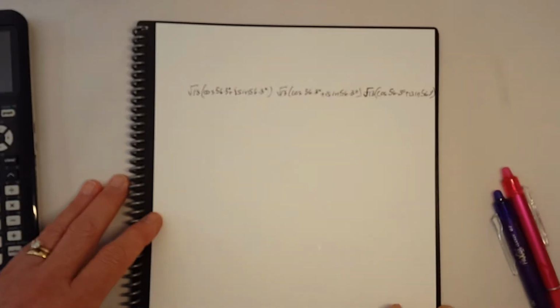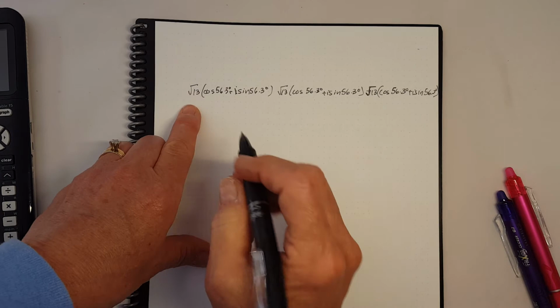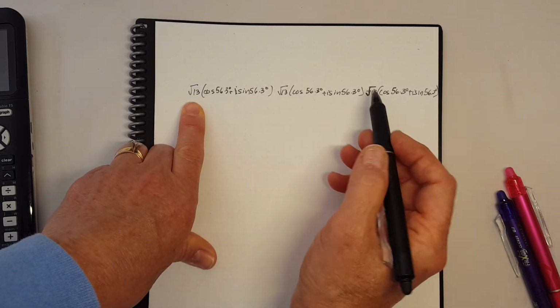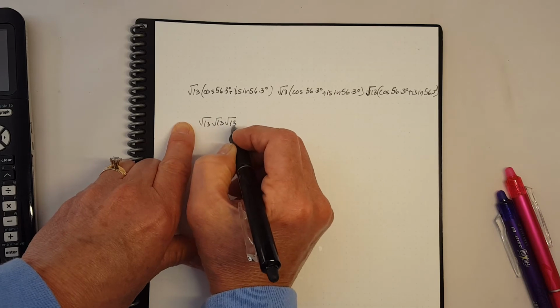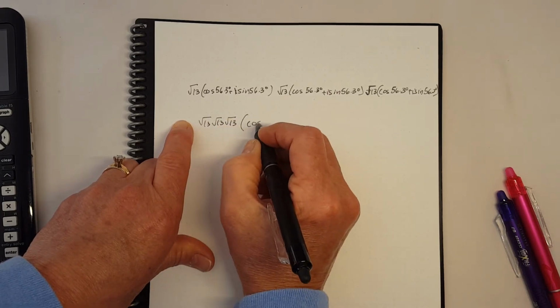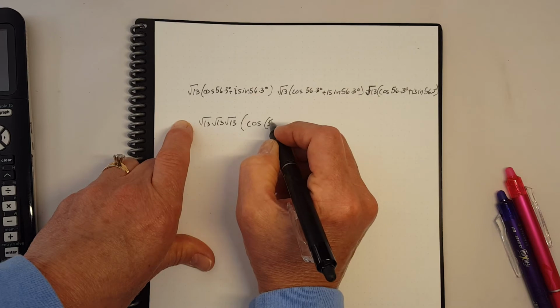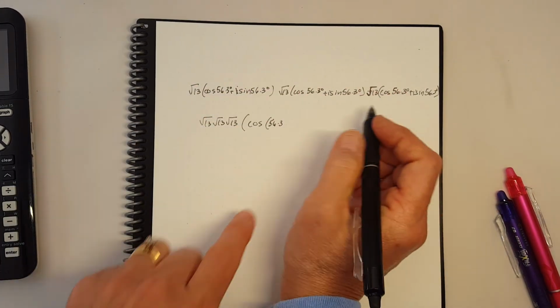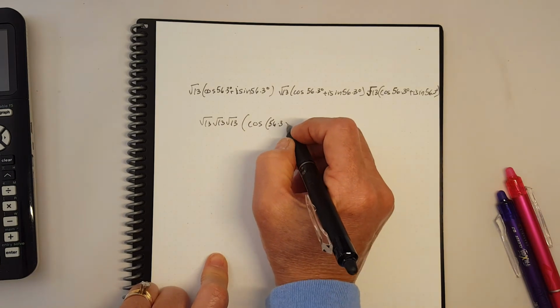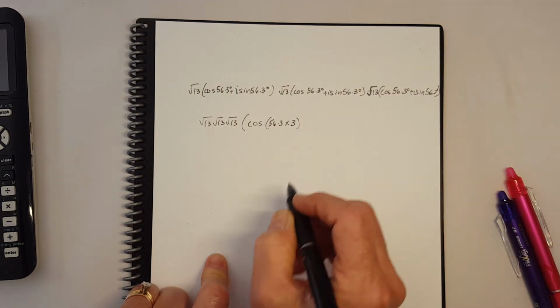Okay, so these are our multiplications. And remember, when we do multiplications, we just multiply the absolute values. So we have root 13 times root 13 times root 13. And then we add the angle. So we have cosine of 56.3 plus 56.3 plus 56.3, which is just times 3, because I'm going to add it 3 times to itself.